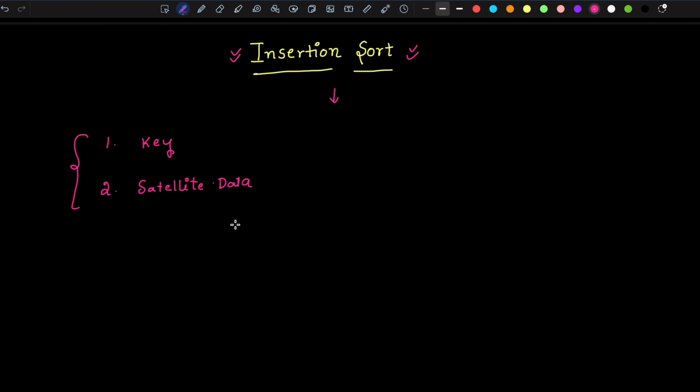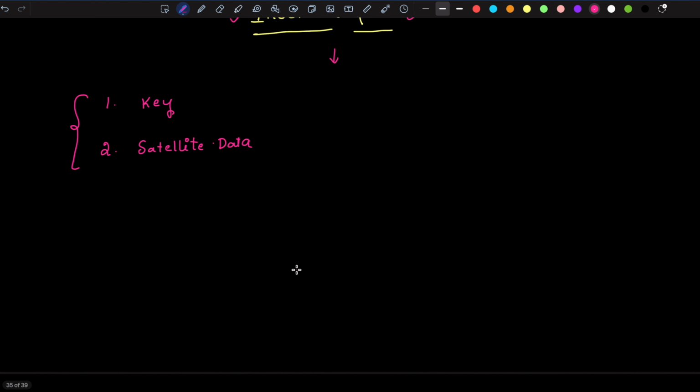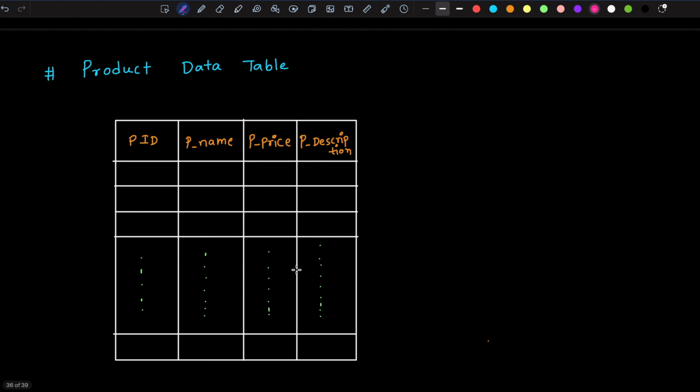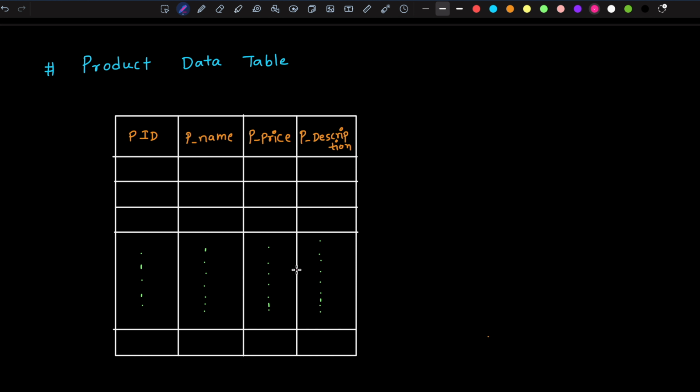Now let me explain what they mean in a real-world context so that you can better appreciate their importance when we use them in sorting algorithms. For that, I just want to take a simple example. Imagine we have data about products on Amazon or Flipkart, or you can name any e-commerce website. Typically such data is stored in the form of a table, something like this.